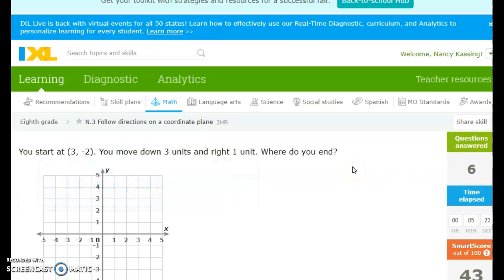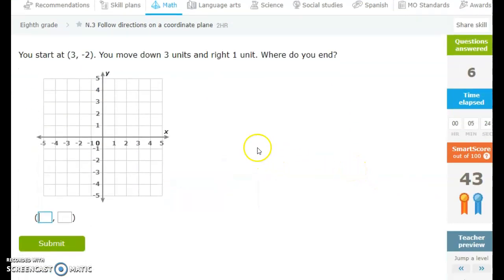We're going to try another one. Here we go. This wants me to start at 3. Let's go over to positive 3 on the x-axis, negative 2 on the y. Then it says move down 3 units. 1, 2, 3. Move 1 unit right. There's 1 unit right. Where did I end up? 4 on the x-axis, negative 5 on the y-axis. Let's put that in. 4, negative 5.